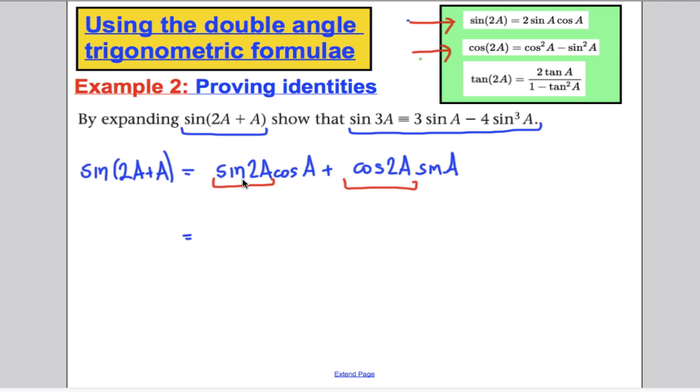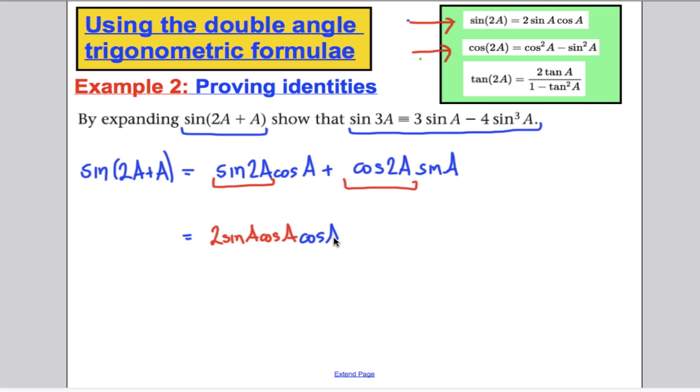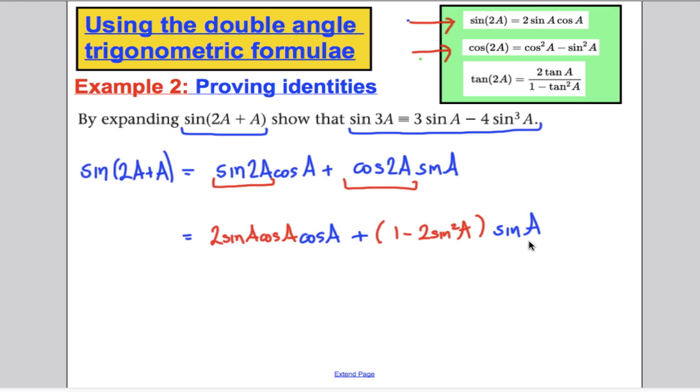On that note then, let's substitute in here for sine 2a. That would be 2 sine a cos a, and we still have this cos a here. Now because we want only sines and sine squares and cubes in our final answer, instead of substituting cos squared minus sine squared a, we're going to substitute in for cos 2a in terms of sines. So we're going to substitute in there 1 minus 2 sine squared a for cos 2a, and we'll have our sine a here.